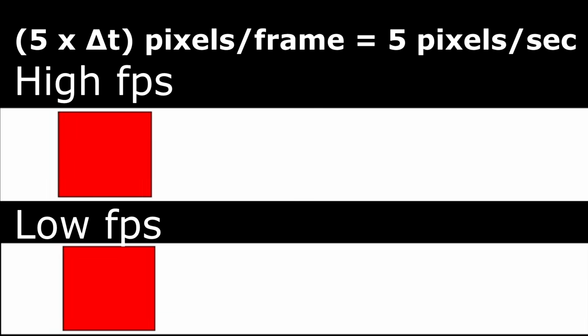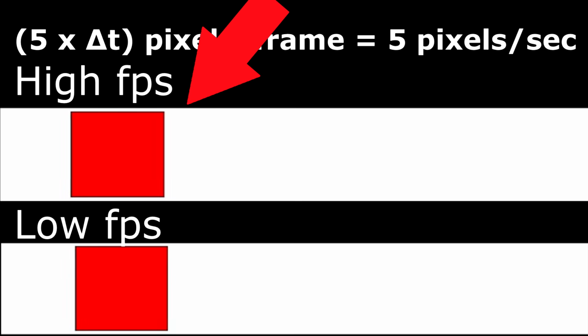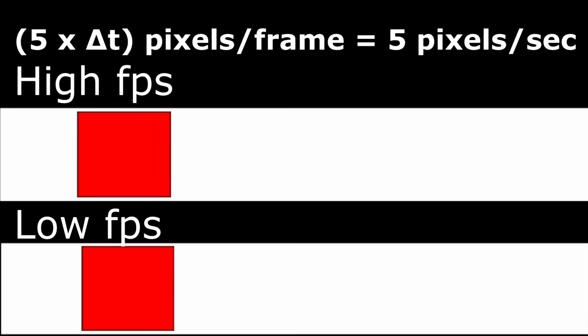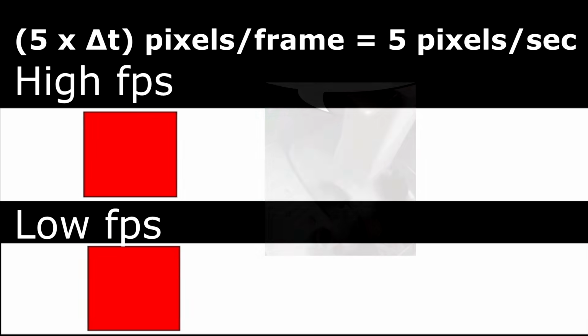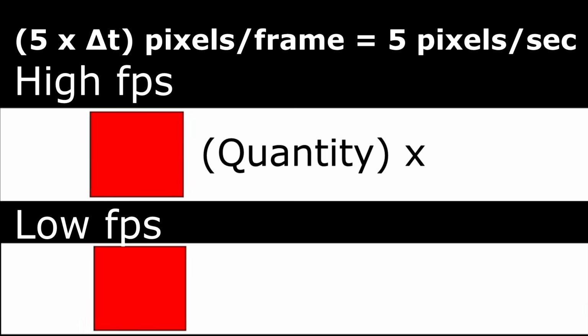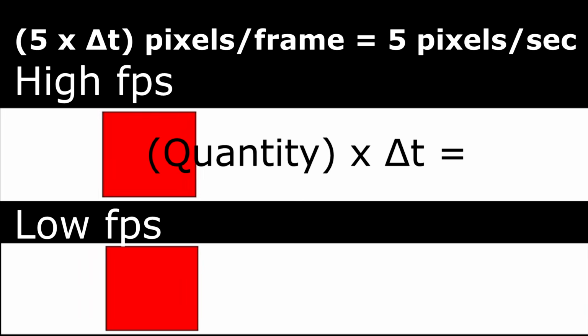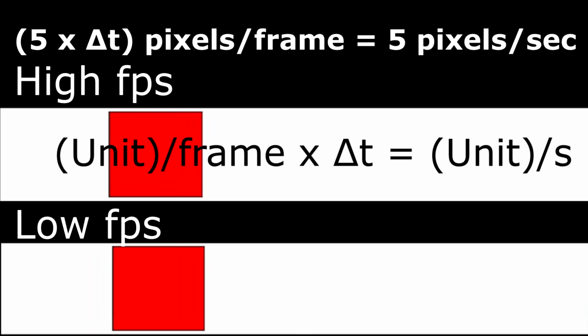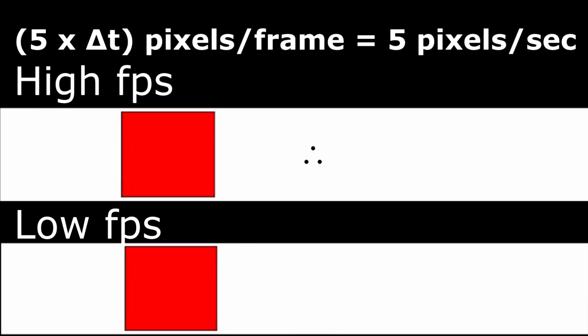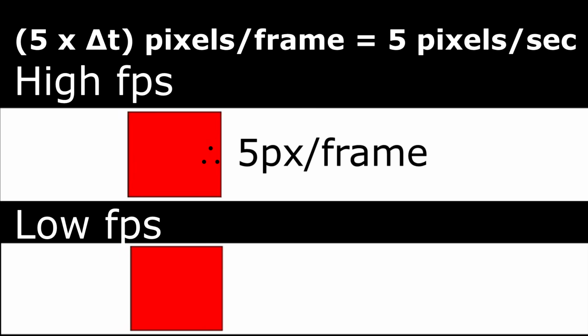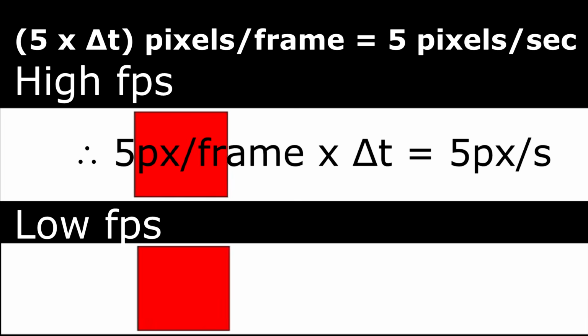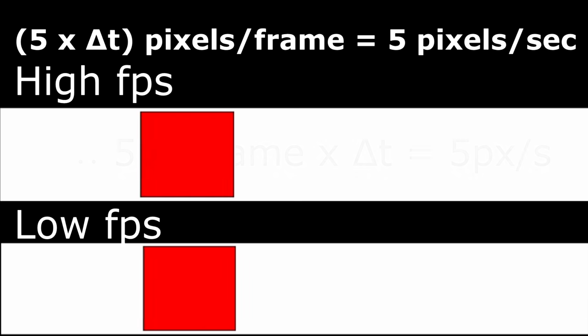However, you may notice that even though the square now moves at the same pace in both high FPS and low FPS, it now moves far slower. This is because by multiplying a quantity, in this case 5 pixels, by the delta time, it changes from unit per frame to unit per second. Therefore, what used to be 5 pixels per frame is now 5 pixels per second, which appears slower. But it is now consistent.